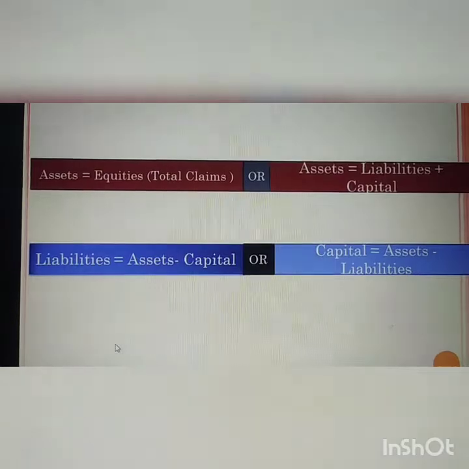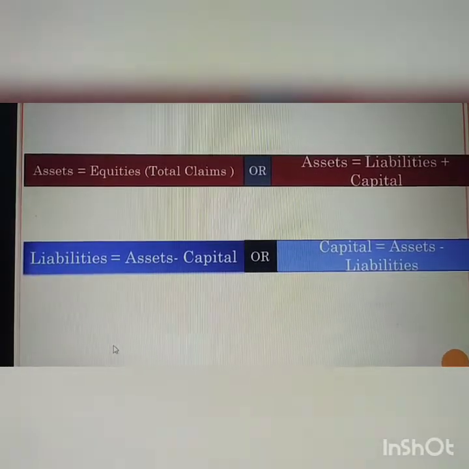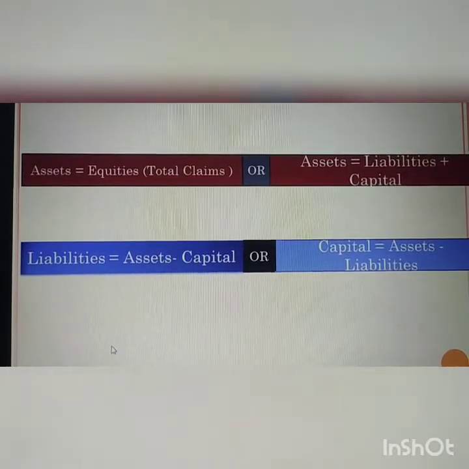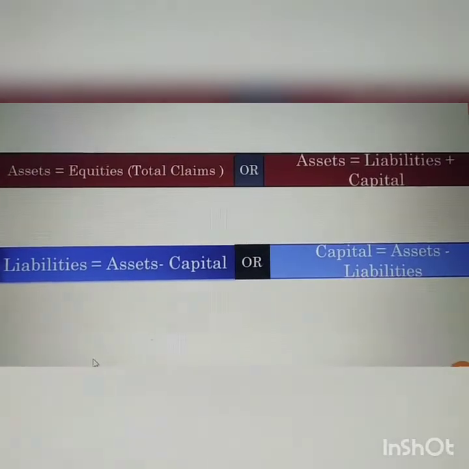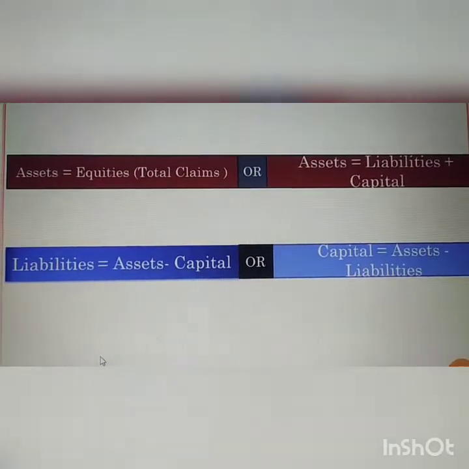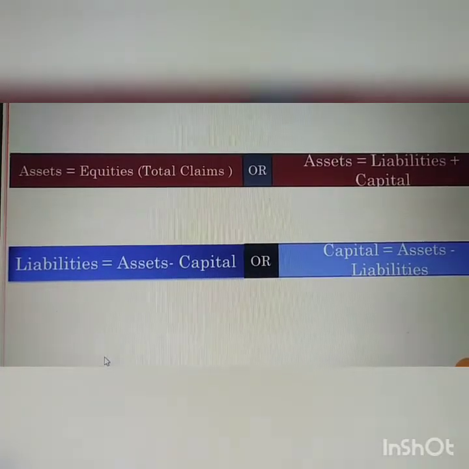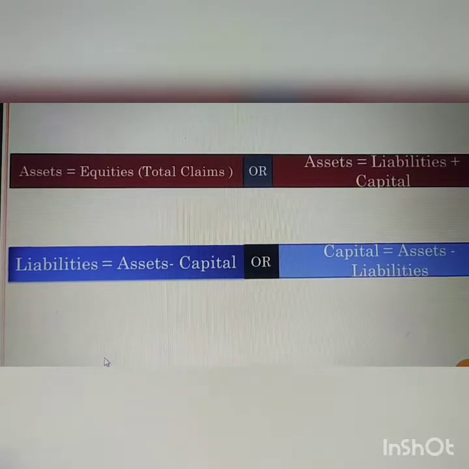So here you can see the formula of accounting equation. Assets equals to equities. Here equities means both liabilities and capital. That's why it is written as assets equals to liabilities plus capital. Capital is also known as net worth, or you can say owner's equity.